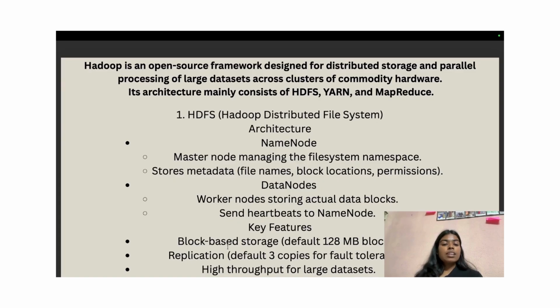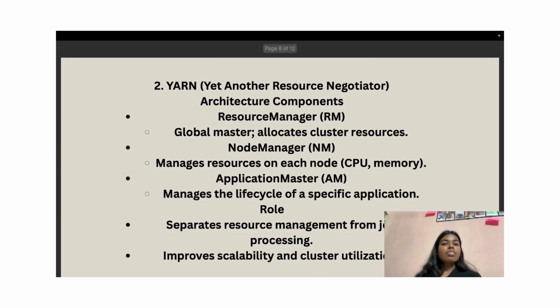Key features are block based storage, default 128 MB blocks. Replication, default 3 copies for fault tolerance, high throughput for large datasets. Second is YARN. YARN stands for Yet Another Resource Negotiator.